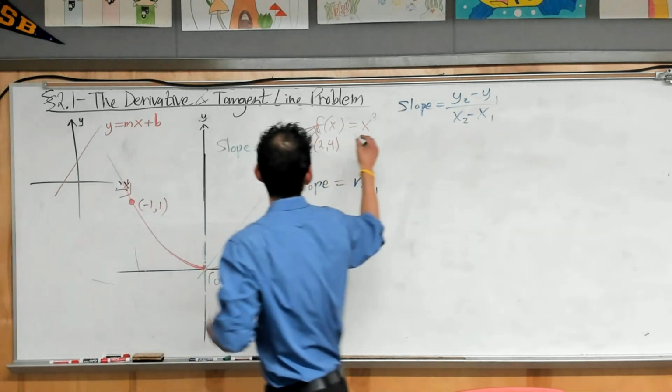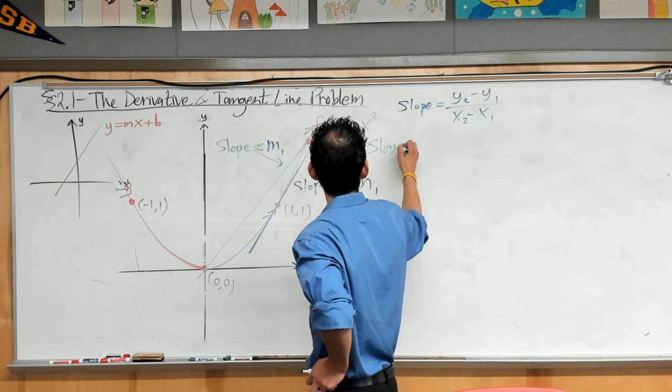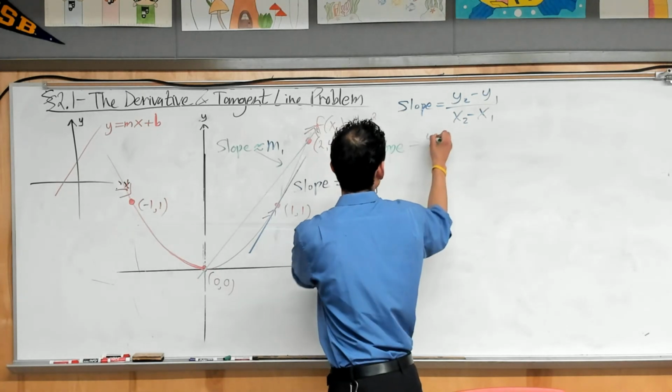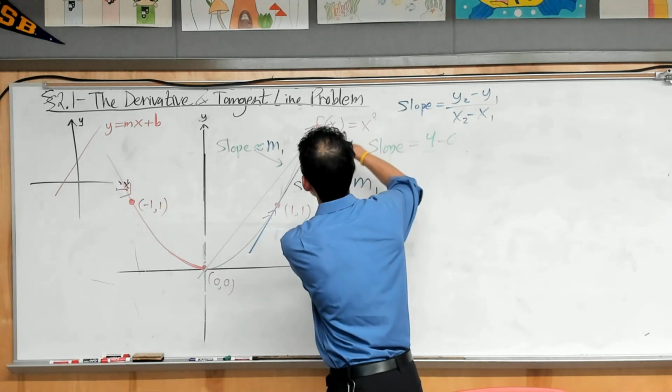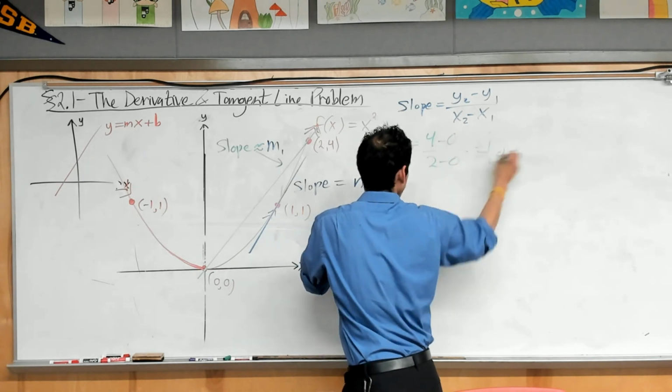So the slope of this would be 4 minus 0 over 2 minus 0. So about 2. And that green marker is dead.